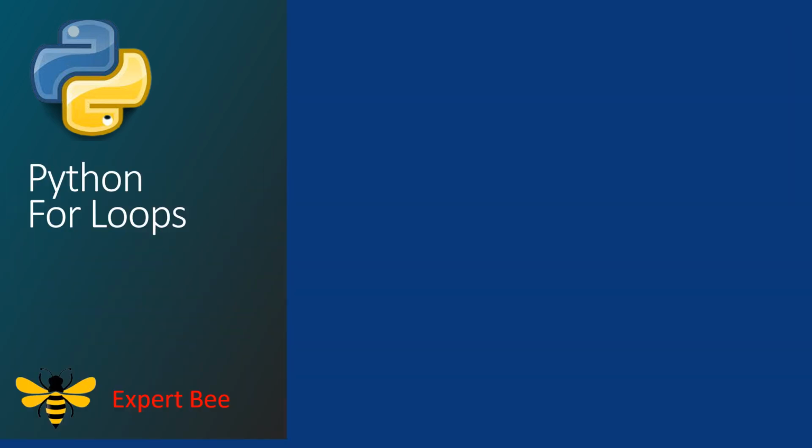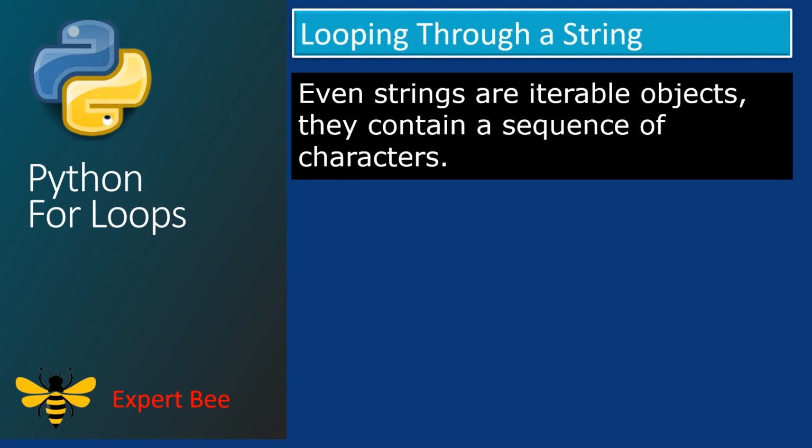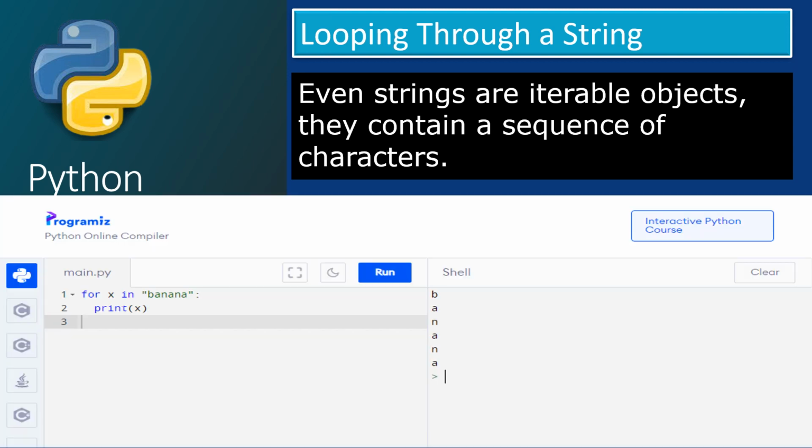Now we will see how to use a for loop with a string. Even strings are iterable objects. They contain a sequence of characters. We'll use the online compiler to loop through the letters in the word banana. For this, we will type for x in "banana": print(x). After typing, press the run command and see the output. You will see that all the characters in the word banana are given as the output. Now for practice, you can use any word and loop through it. This is how a for loop can be used with a string in Python.